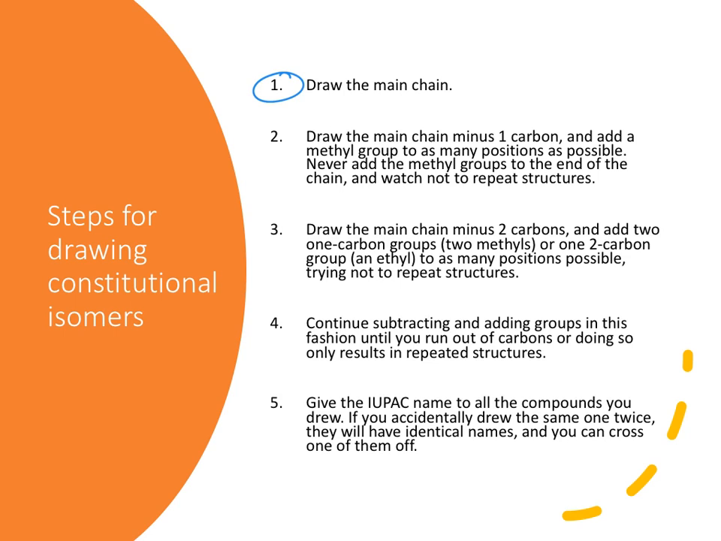At first you will probably repeat structures you won't think you are, but then you'll realize you've just drawn the same thing that you drew before. But that's okay. You can just cross one off and keep on going. Then the next step, number 3, would be draw the main chain minus 2 carbons and add 2 methyl groups to other carbon positions on the chain, or try adding a 2 carbon group, an ethyl group, to as many positions as possible. And then you just continue subtracting and adding groups in this fashion until you run out of carbons. And once you've drawn all of your structures, you can figure out if you accidentally drew the same one twice by naming it, and we'll cover naming in the next video. But if the name is the same, then you know that you have drawn identical structures.